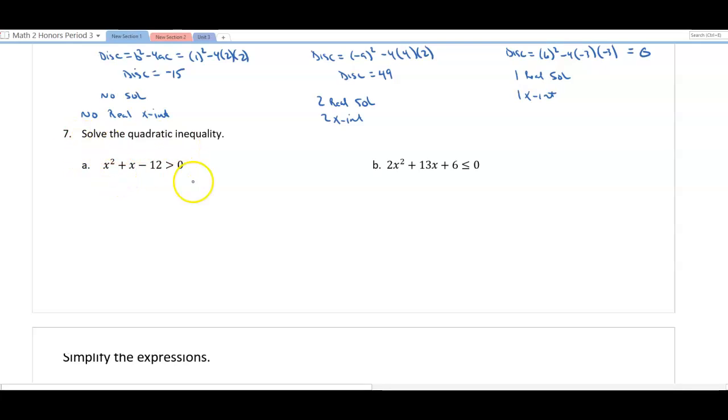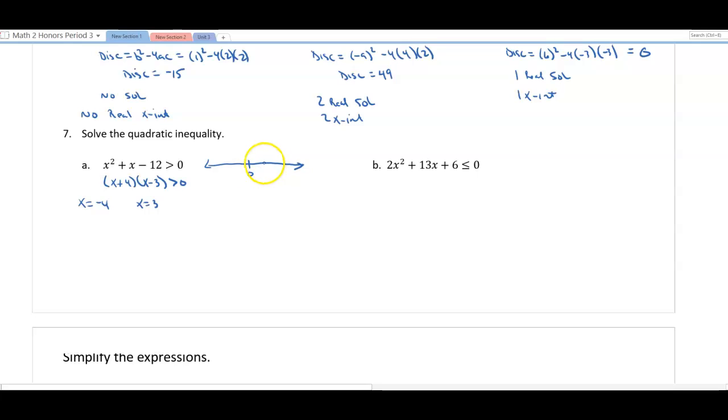Number 7. When you go to solve these quadratic inequalities, basically you want to find where your x-intercepts would be first. So this, I look, is it factorable? And the answer to that is yes. x plus 4 times x minus 3 is greater than 0. What values of x make this equal 0? That would be negative 4 and positive 3.